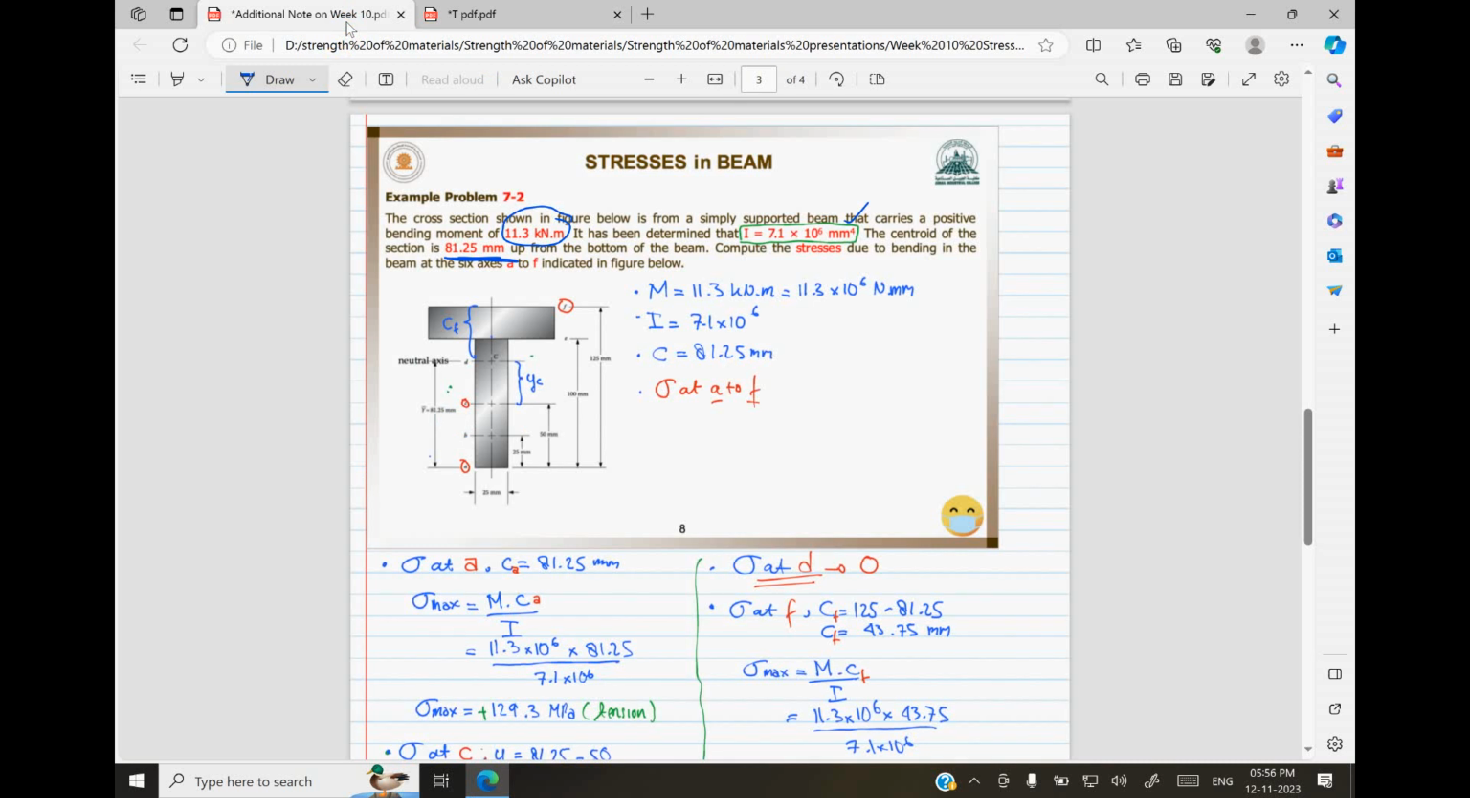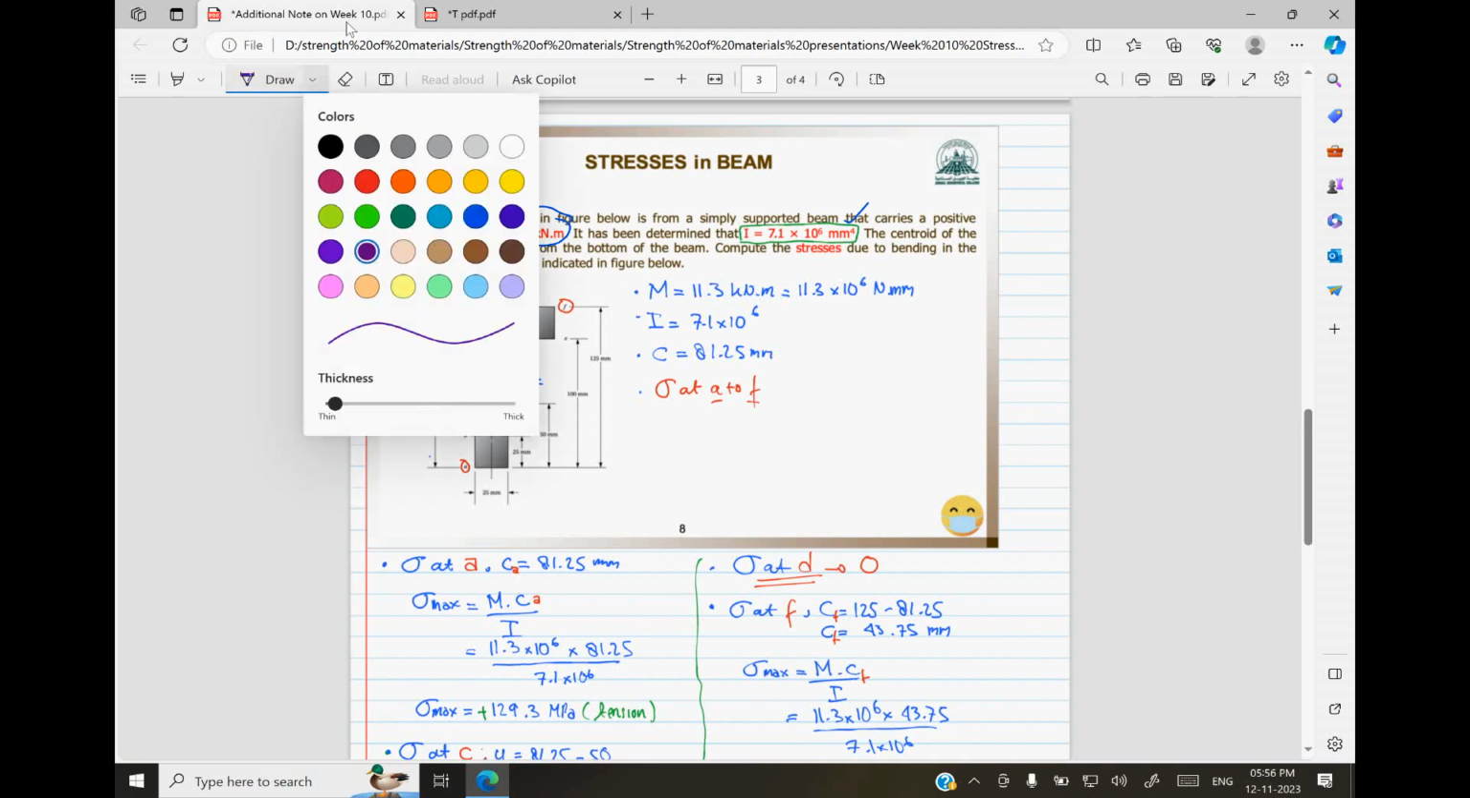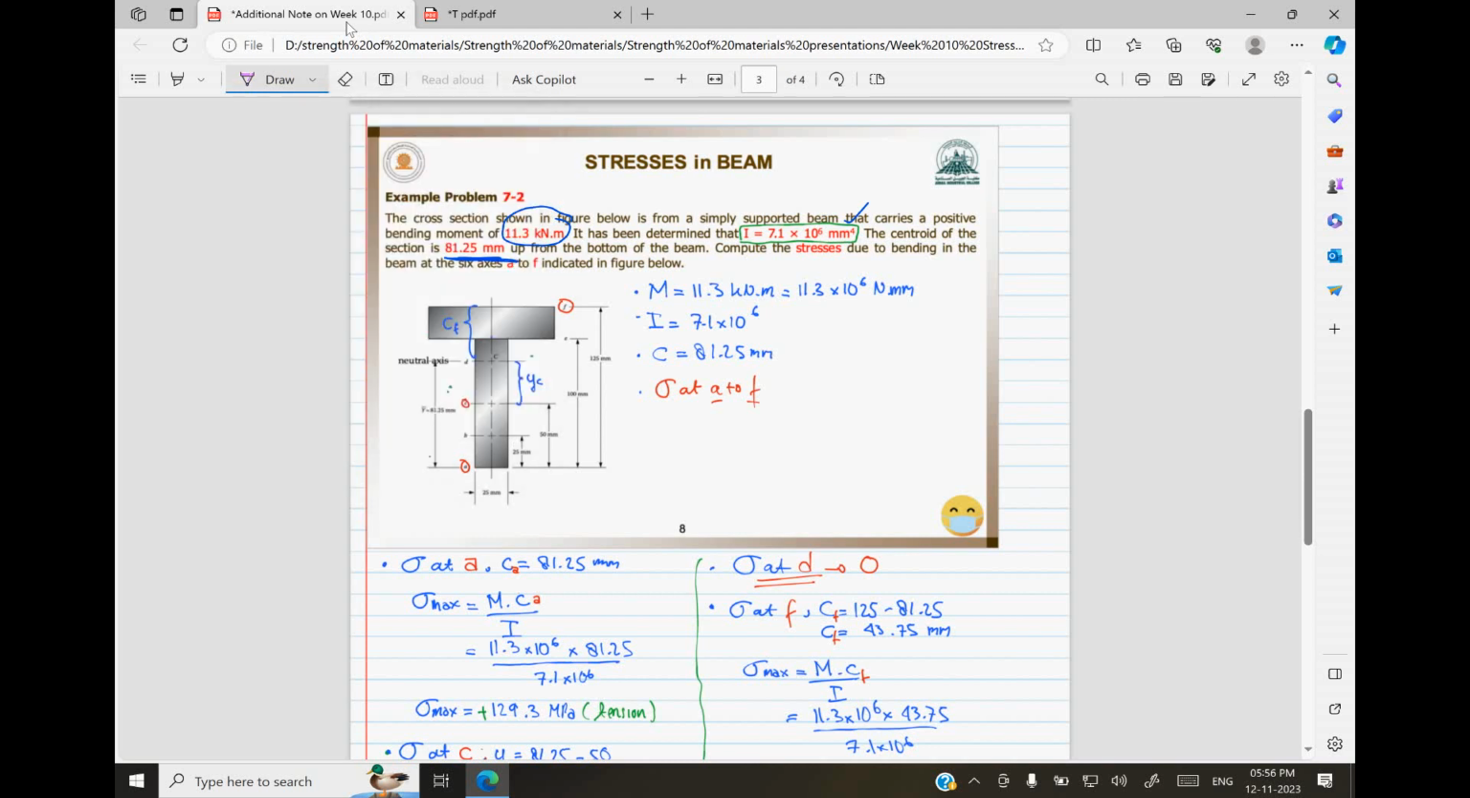See, M is 11.3 kilonewton meter, is it not? So what I will do now, I will simply convert it into kilonewton millimeter. From kilo it is 10 to the power of 3. From meter to millimeter is another 10 to the power of 3. So it becomes 10 to the power of 6. The value of I he has already given. You can ask me, teacher, why did you convert? Because I is in millimeter to the power of 4. And the value of y max is how much?